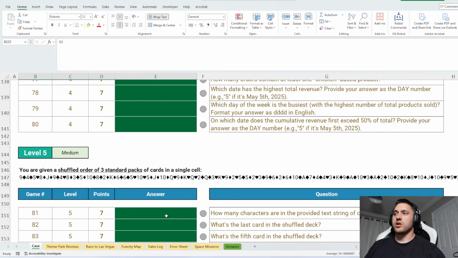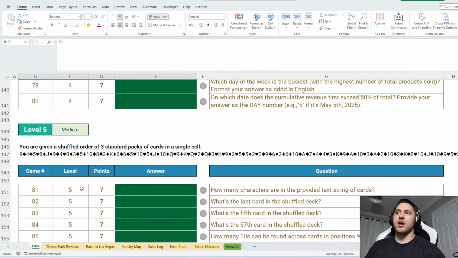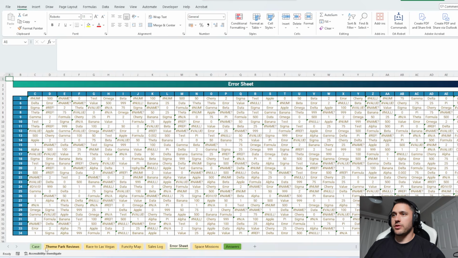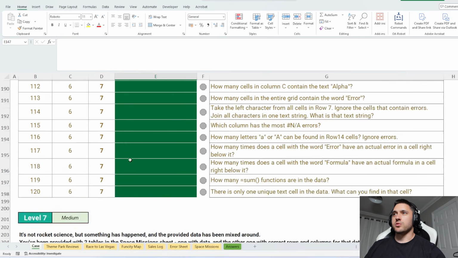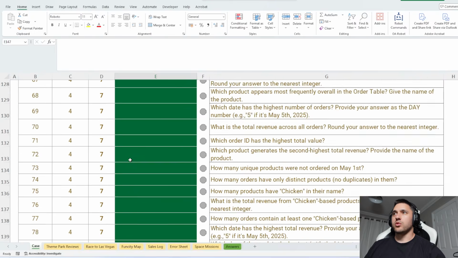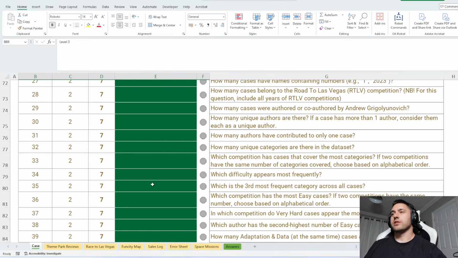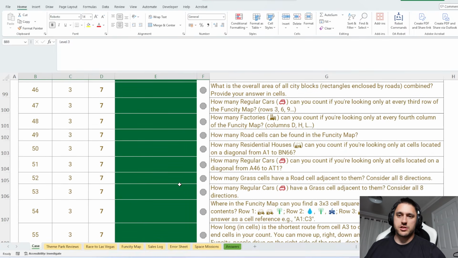So yeah, just to show you what they were, level 4 was all about some sales data, level 5 was about some cards, level 6 was about an error sheet, doing some stuff with that, and then level 7 was on some space missions. If you look at the difficulty, they're all kind of medium or easy, other than the Fun City one, which is hard. I didn't even look at the difficulty. That was a big mistake. I should have done question 1, 2, 4 and onwards, and I may have come top 5 or something. Anyway, let's jump back to the live event.